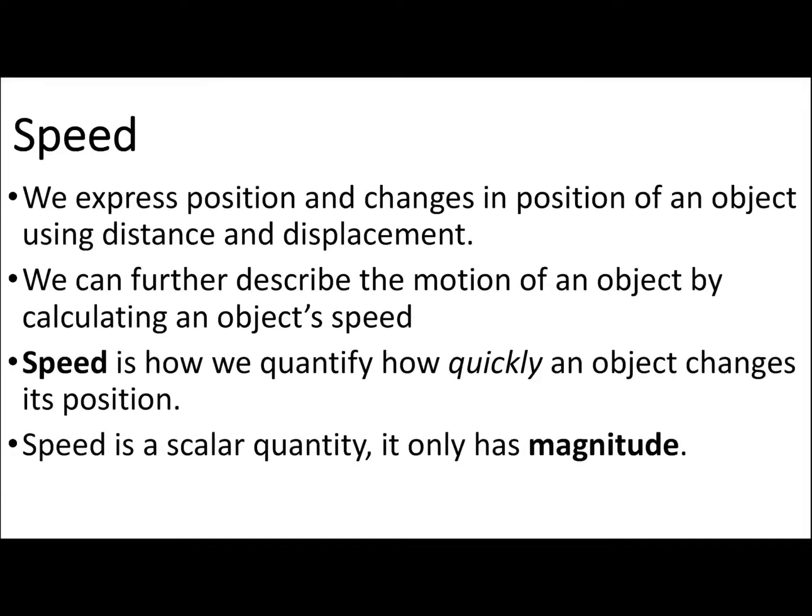So what is speed? We use this term pretty frequently in everyday life. Well, speed is just an expression of how a position changes over time. Speed is how we want to quantify how quickly an object changes its position. Speed is a scalar quantity, and we talked yesterday about scalars and vectors, meaning they only have magnitude. Magnitude is just a size or an amount. It is just how big a number is.